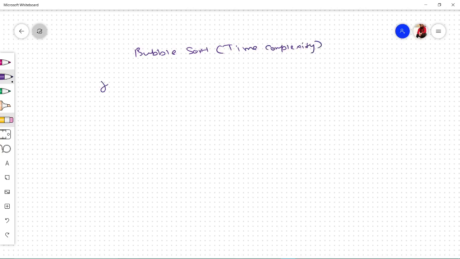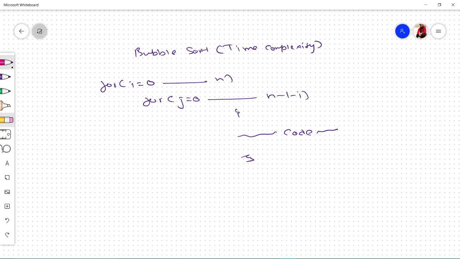So we all know that bubble sort works on this loop: i equals 0 and i less than n. Then there is another loop for j equals 0, which goes to less than n minus 1 minus i. And there is some piece of code written here. We are mainly concerned about these two loops because we need to find the time complexity.